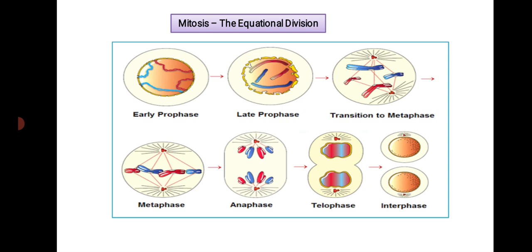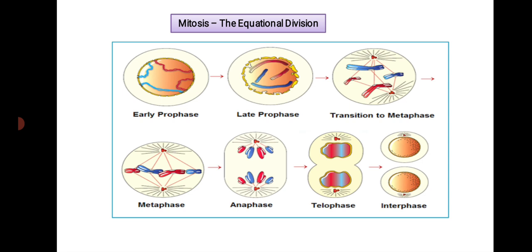And in the metaphase what happens? The chromosomes line up at the equator. In the anaphase, the sister chromatids separate and move to the two opposite poles, as you can see in the picture. Then what next? The telophase. In the telophase, new nuclei form around each set of chromosomes.